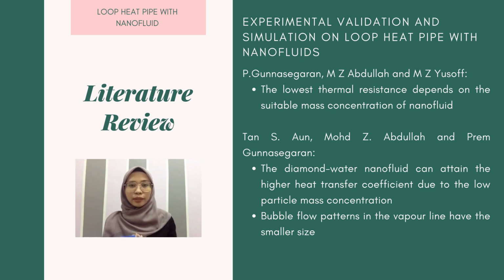Referring to the previous experiment, the researchers investigated the impact on heat transfer characteristic when using a range of mass concentration of diamond nanofluid from 0% to 3% in a loop heat pipe. The lowest thermal resistance in the loop heat pipe is shown when using 3% mass concentration of diamond water nanofluid. The thermal resistance happens because of the vapor bubble formation at the liquid-solid interface. So when using a higher mass concentration of diamond water nanofluid, the total thermal resistance in the loop heat pipe will decrease. Next, the nanofluid has produced a smaller bubble flow pattern, which indicates a higher heat transfer characteristic in loop heat pipes.